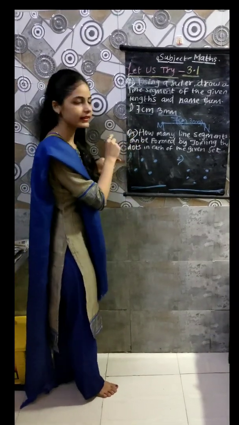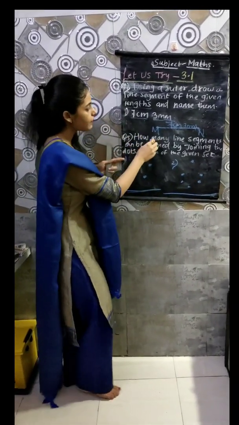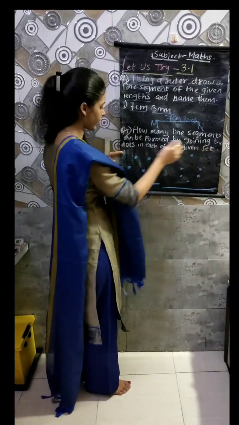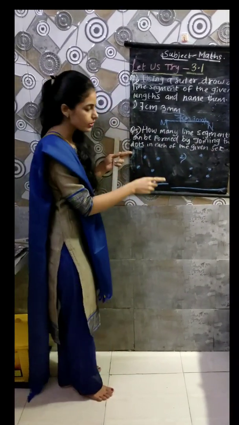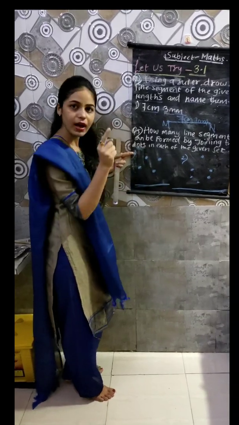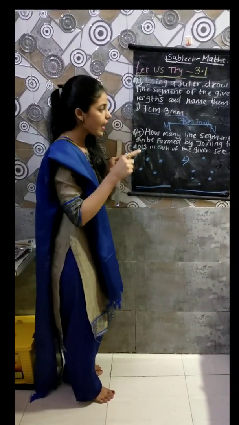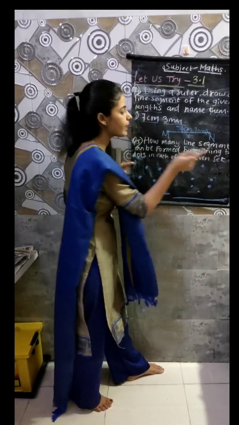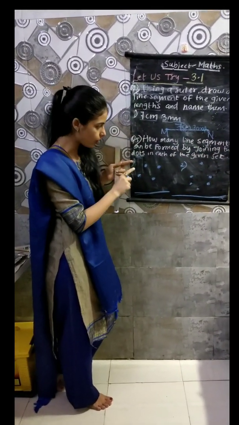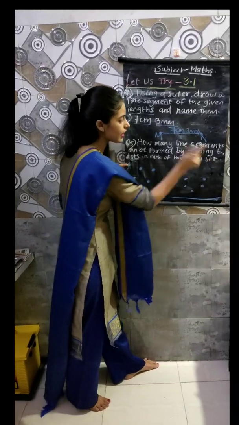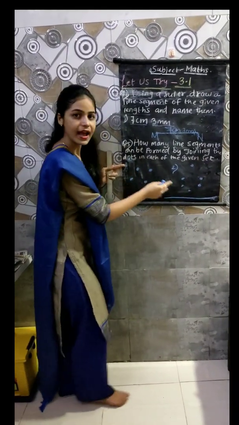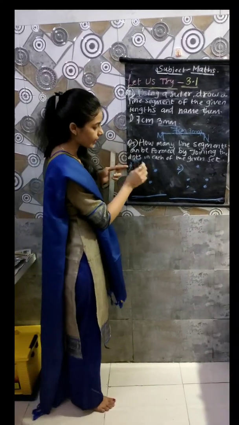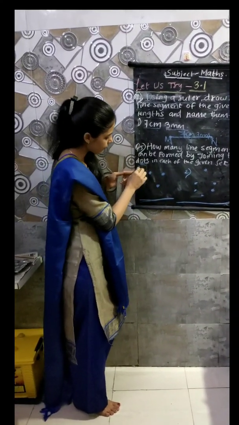We have moved ahead to question number 5. How many line segments can be formed by joining the dots? In that you are given the dots. You have to join the dots and count how many line segments are formed in each of the given sets. This is one set and this is your second set. So start joining the dots. Start from the first one.